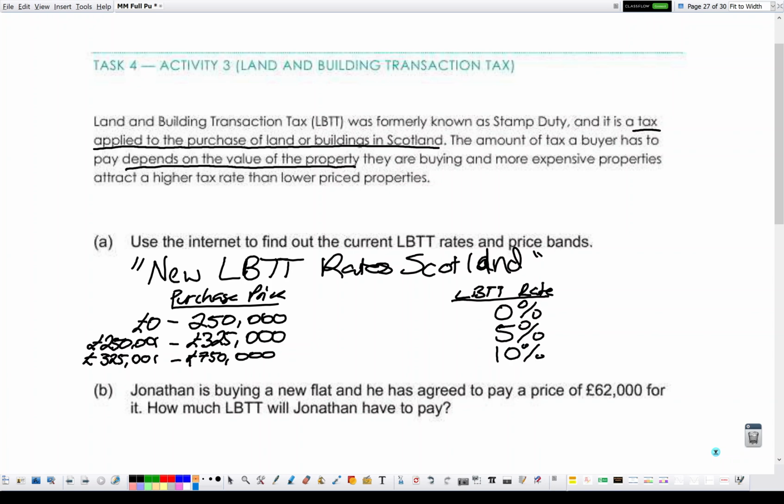And any property values that's still over £750,000, that extra money gets charged at a rate of 12%.